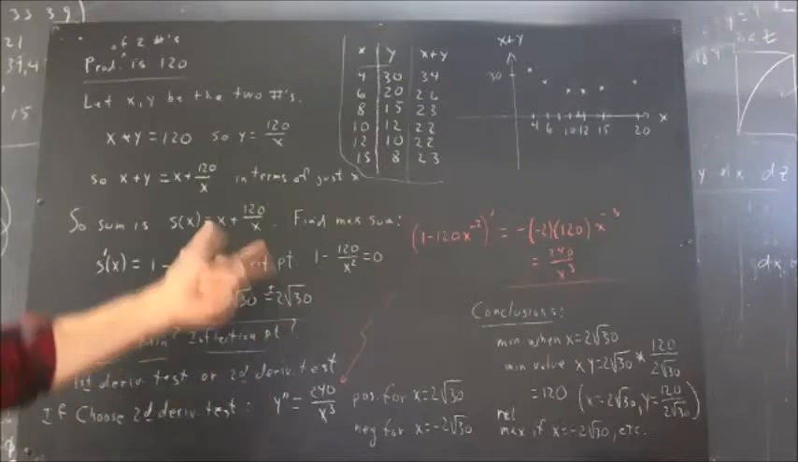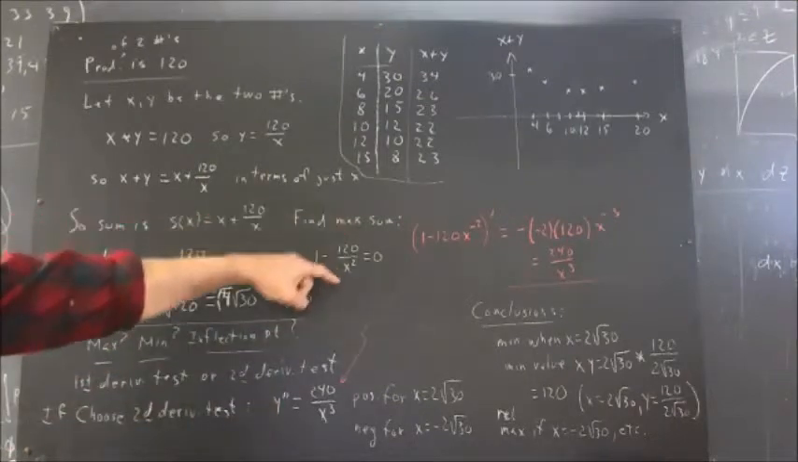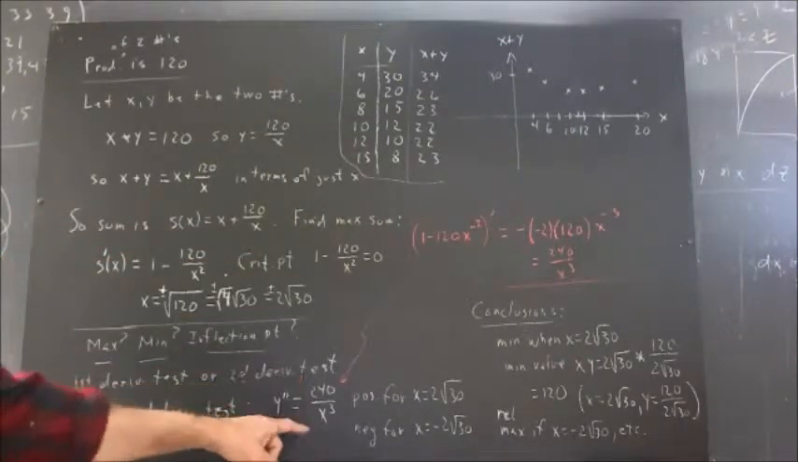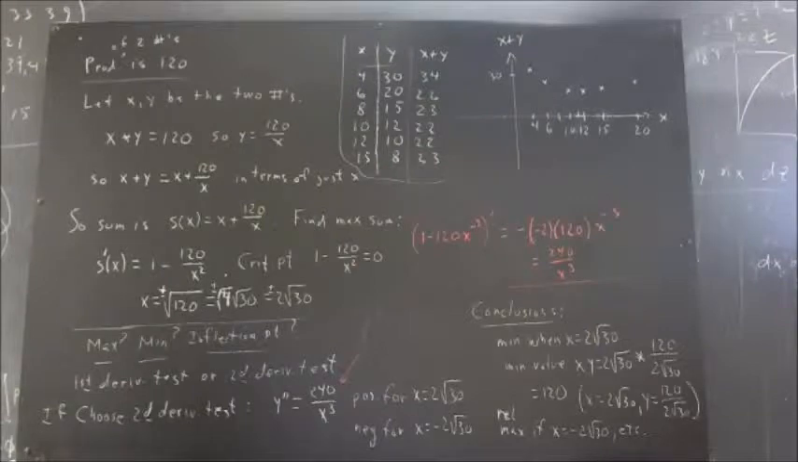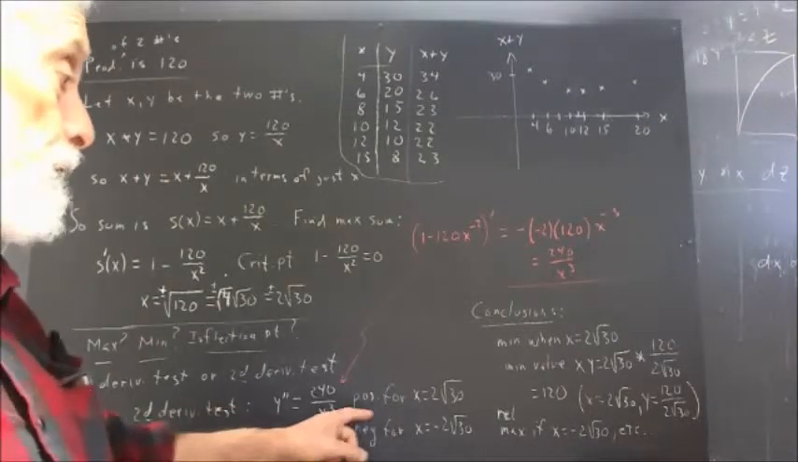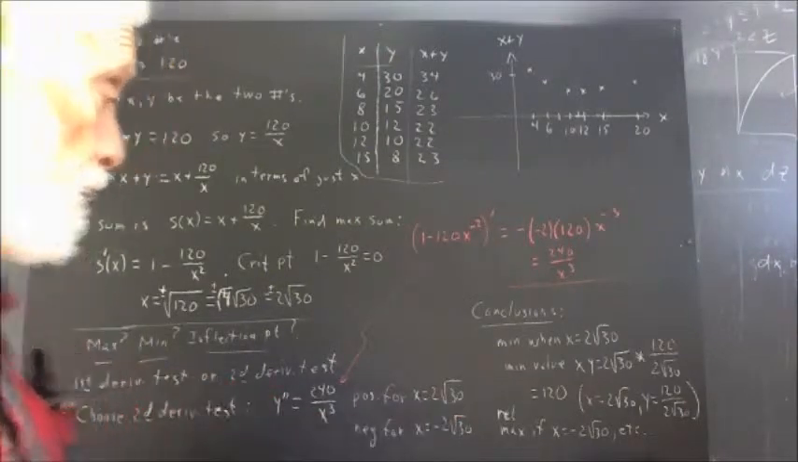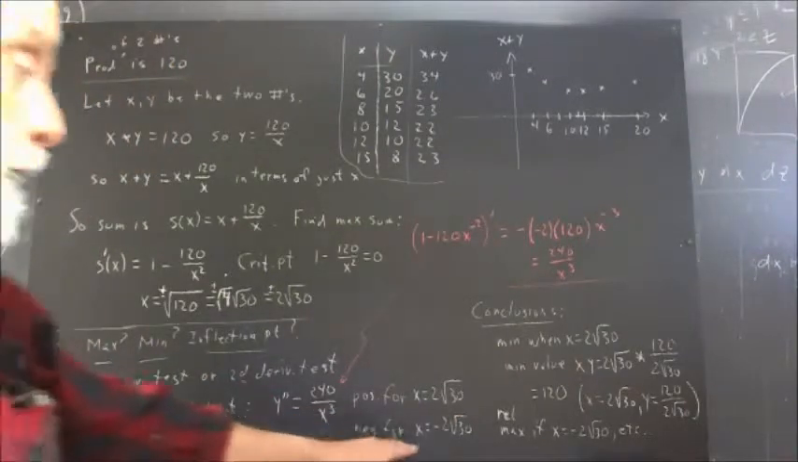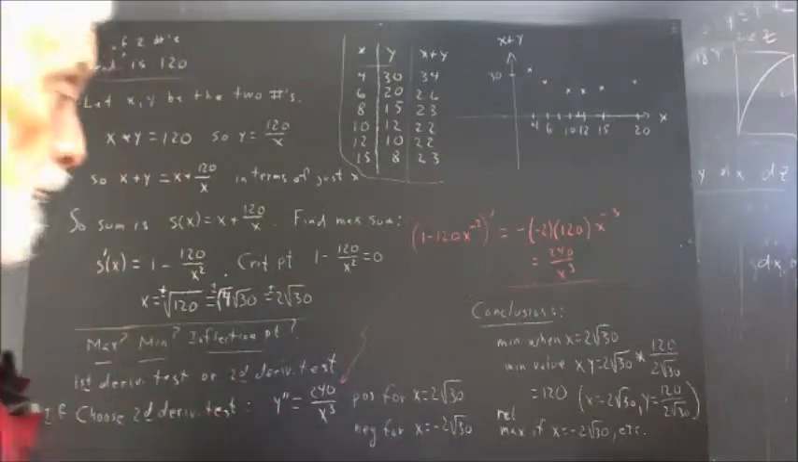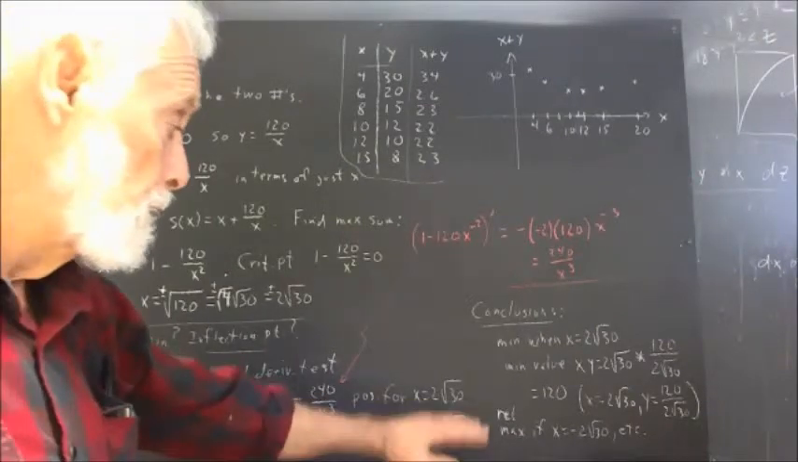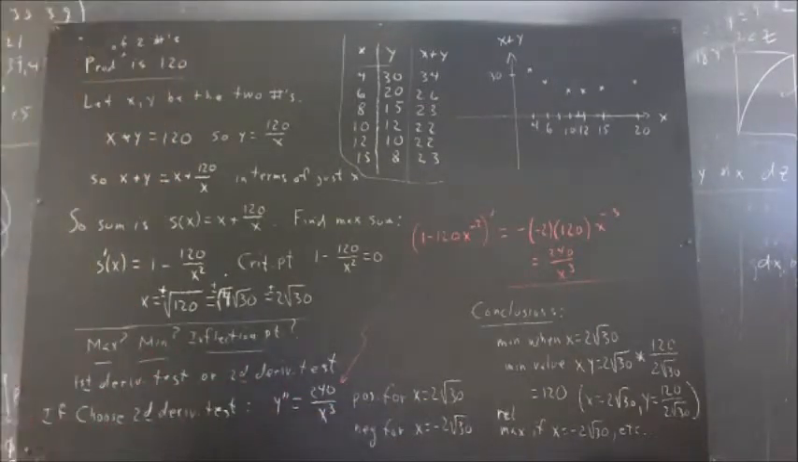The second derivative is, well, the derivative of negative 120 over x squared is 240 over x cubed. So there's our second derivative, and that's positive for any positive value of x. Specifically, it's positive for the x value 2 times the square root of 30. It's also negative for x equals negative 2 square root of 30. But if we exclude negative numbers, we don't have to worry about that one. If we want to include negative numbers, though, we can do that.